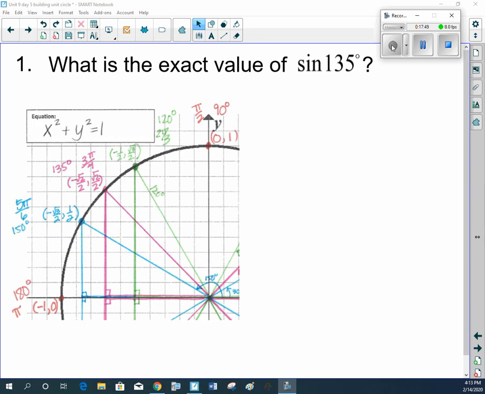Okay, now what we're going to do is figure out how we use these reference angles or reference triangles to figure out exact values of our sines, cosines, and tangents. So this particular question says find the exact value of the sine of 135. Remember, when we rotate an angle, we always start from the positive x-axis and rotate. So this is rotating positive, and 135 would put me right here.